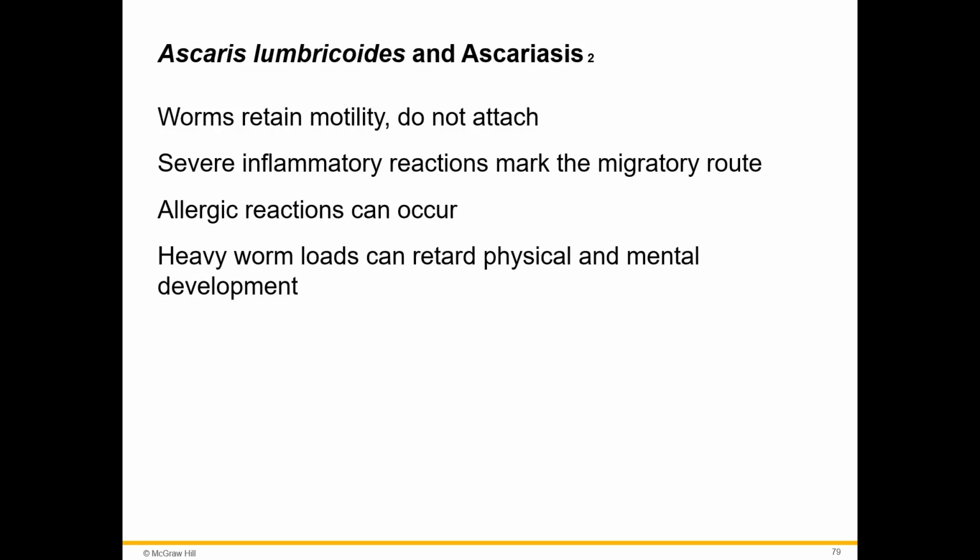So the worms, they retain their motility. They're not attaching to a particular place. They're able to move around. And so you can get severe inflammatory reactions because of them moving around your body. And so those can kind of hint at the migratory route that they have. You can also get allergic reactions to these guys. Heavy worm loads can also slow physical and mental development of a person.